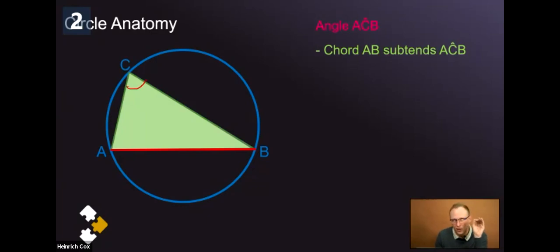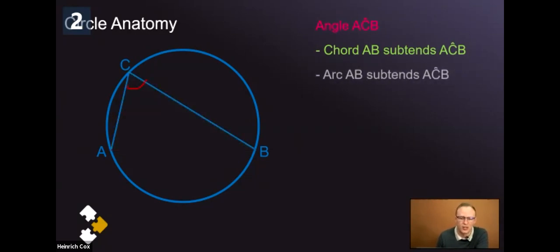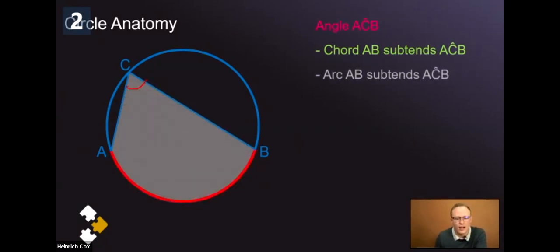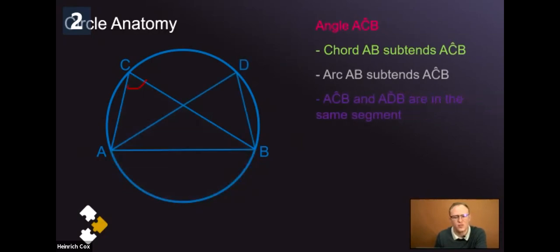Now, not only can chords subtend angles, it is also true that arcs can subtend angles, right? So this arc here, AB, can also be said to subtend this angle ACB, right? And then it's possible for a chord or for an arc to subtend more than one angle. So here you can see that this angle ADB is also being subtended by the chord AB.